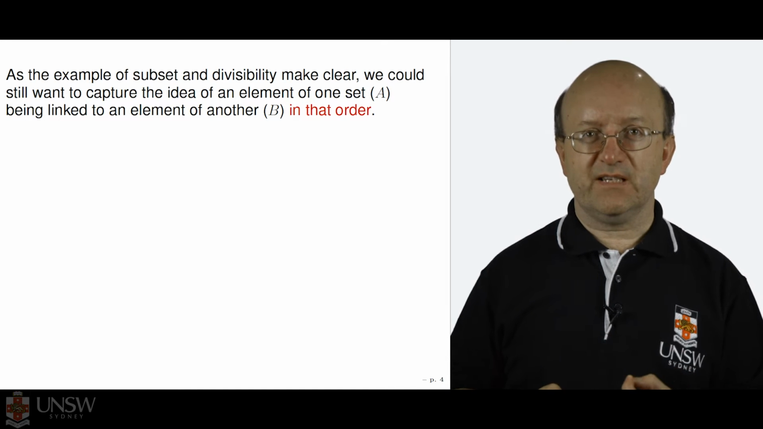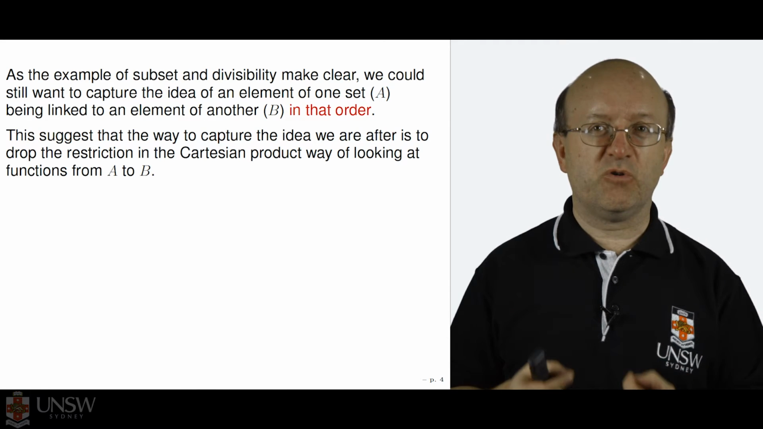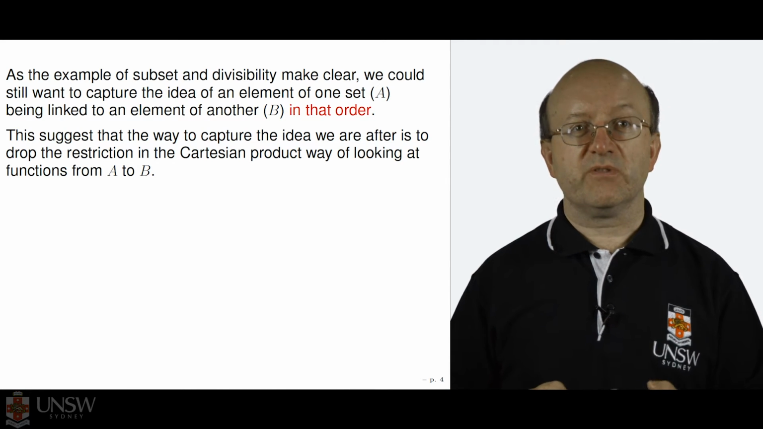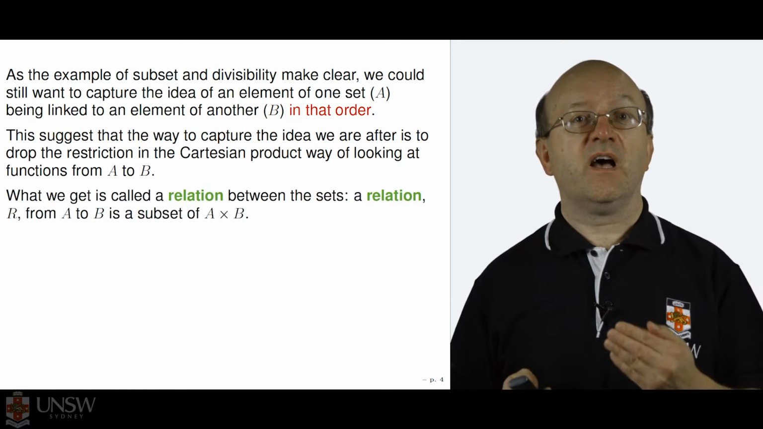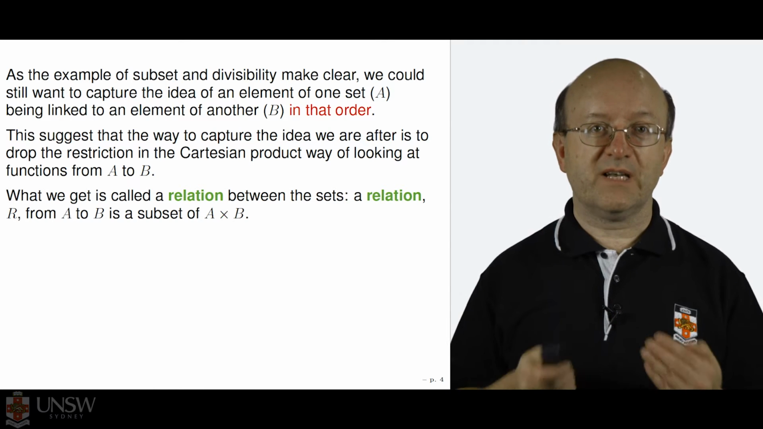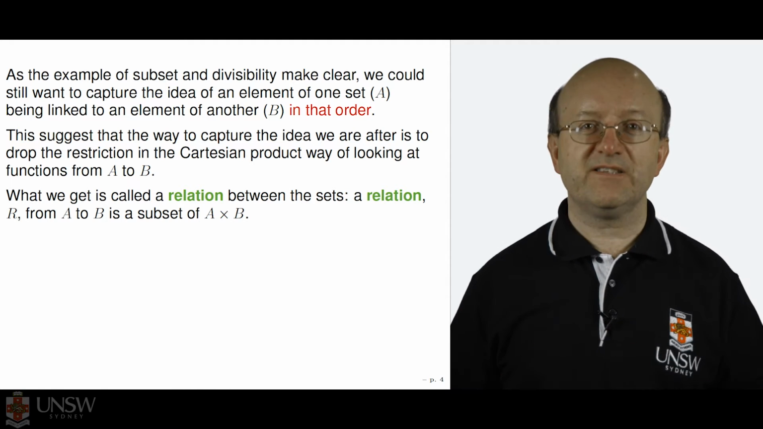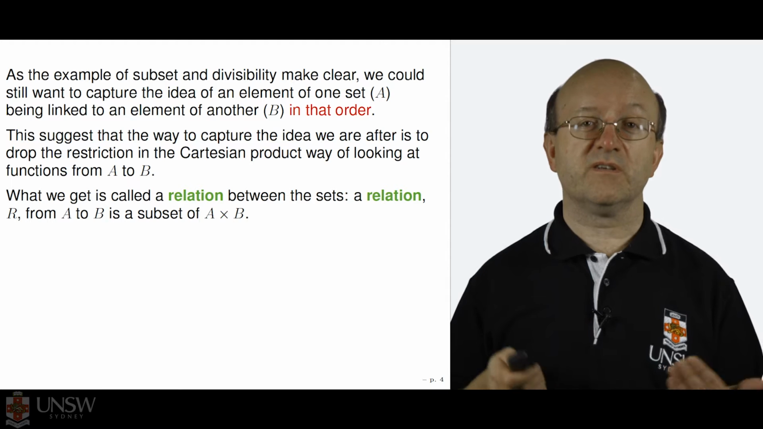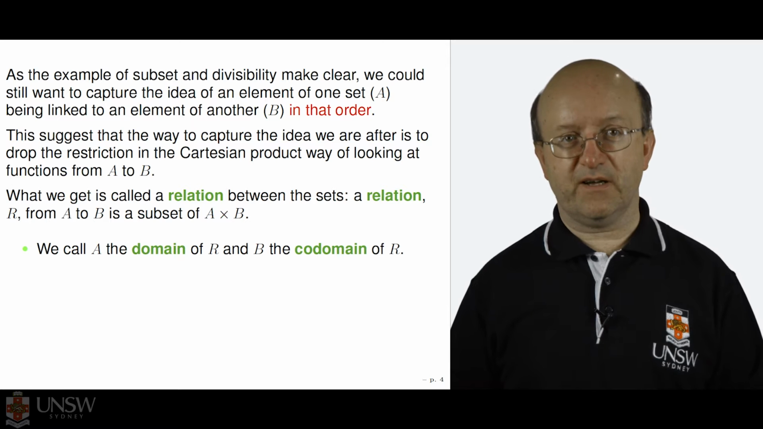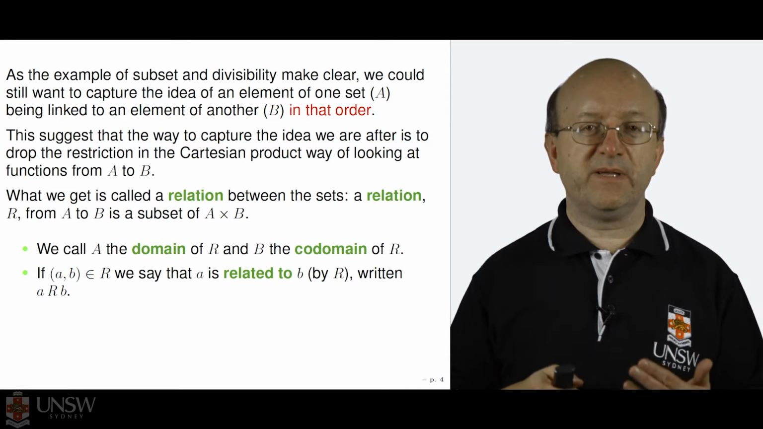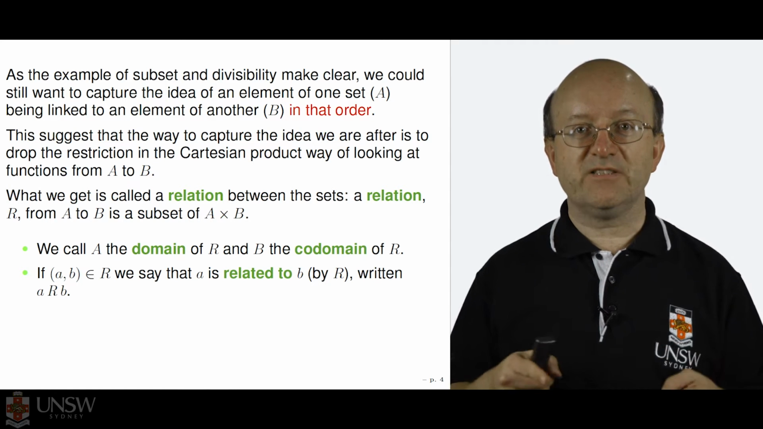So in order to capture the idea we want to look at the Cartesian product, because the Cartesian product builds in an order between the sets A and B. So that's what we want to do. We could drop the restriction in the Cartesian product way of looking at functions, and what we get is a thing called a relation. A relation R, typically R is the symbol we use, from A to B is just any subset of the Cartesian product A cross B. Again, we call A the domain of R and B the codomain of R. And if (a, b) is in R, in other words, if the ordered pair is in this relation, this subset, then we say that a is related to b by R.